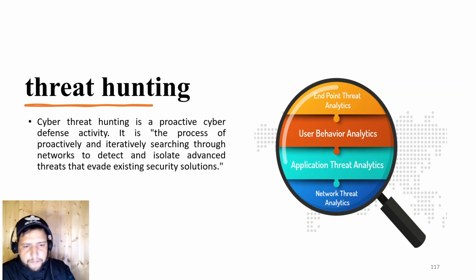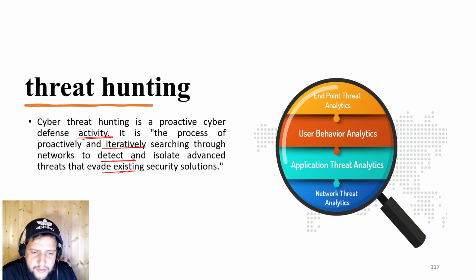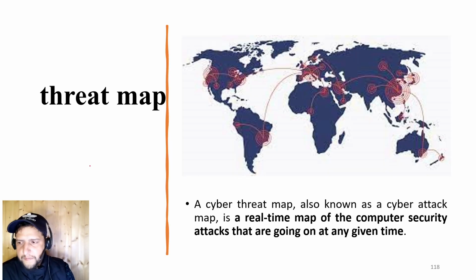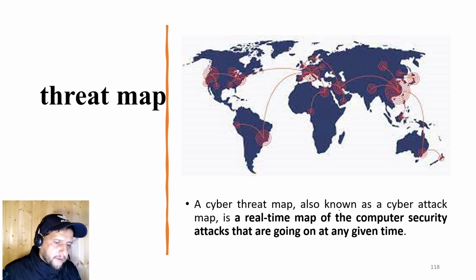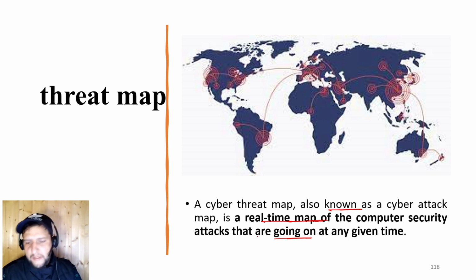Threat hunting is a proactive cybersecurity defense activity. It's a process of proactively and iteratively searching through the network to detect and isolate advanced threats that evade existing security solutions. A threat map is a cyber attack map. It's a real-time map of computer security attacks that are going on at any given time.